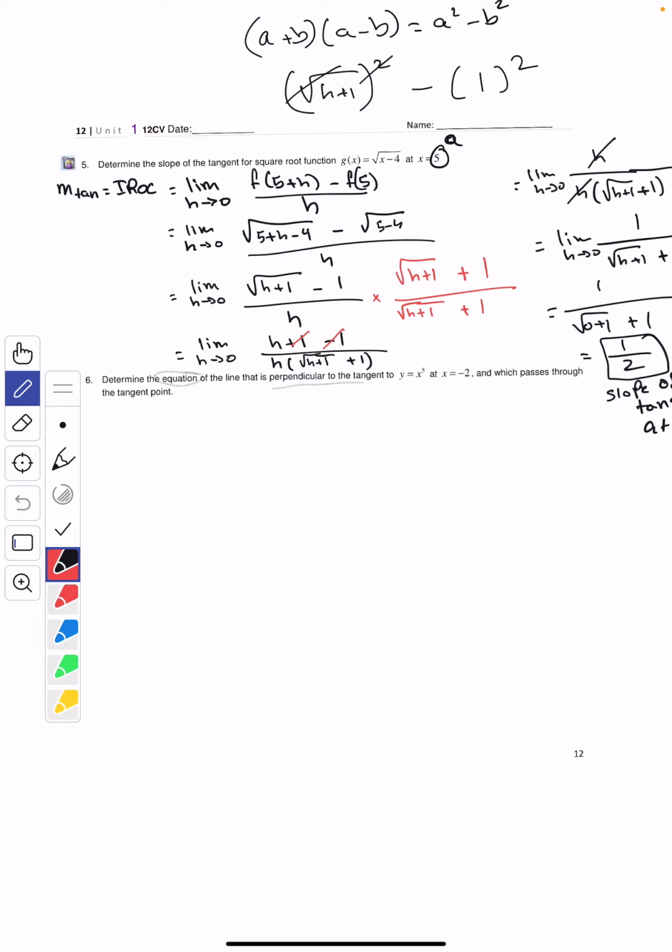that is perpendicular to the tangent to y equals x to the power of 5 at x equals -2. This kind of brings us back to grade 10.